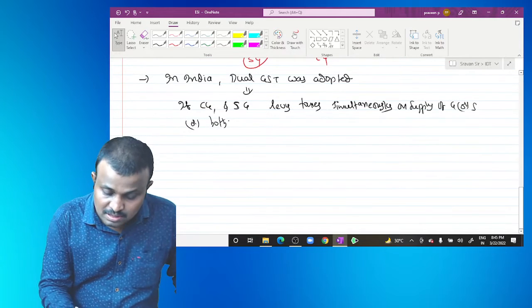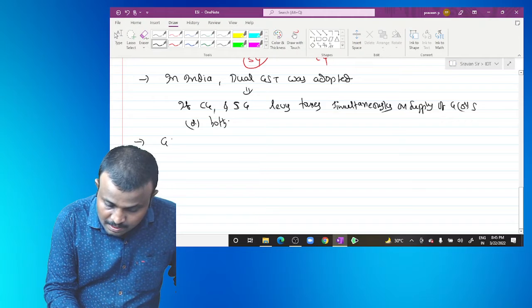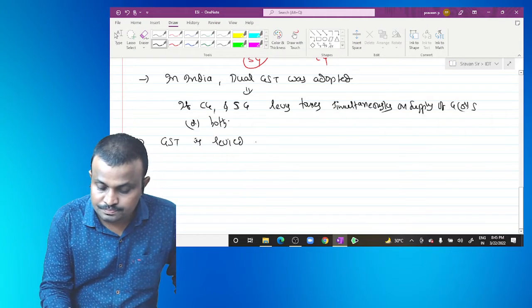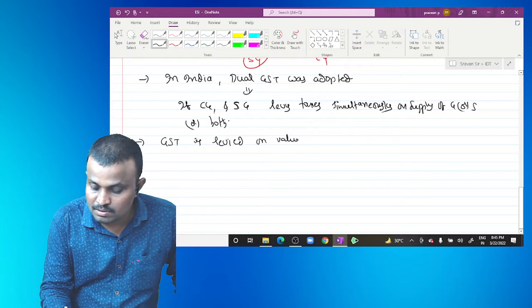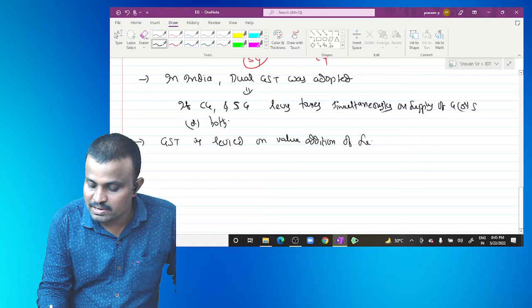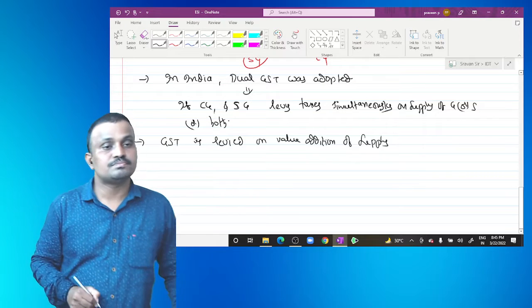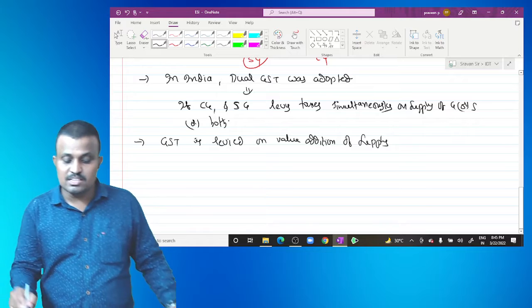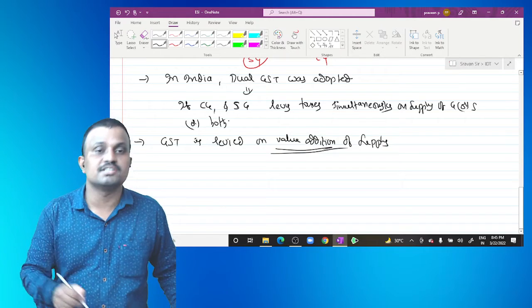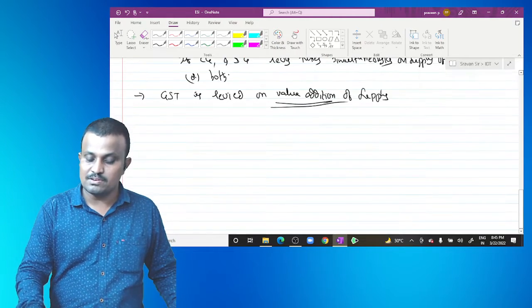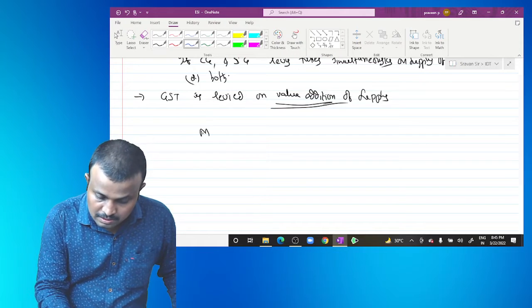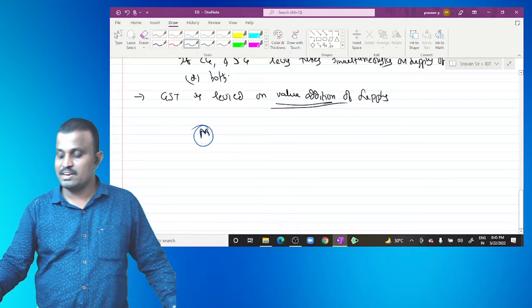And then next one, generally GST is levied on value addition of the supply. So what is meant by value addition here? For example, here a manufacturer is there.